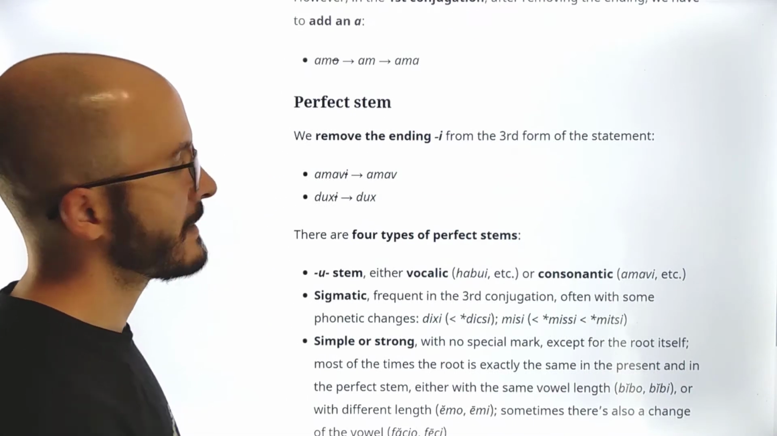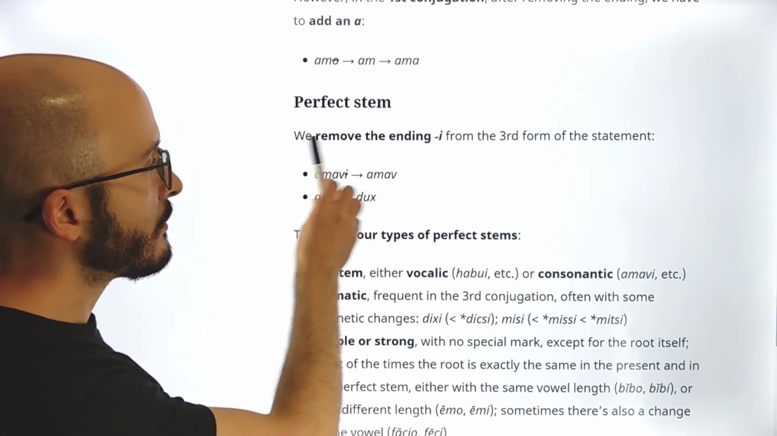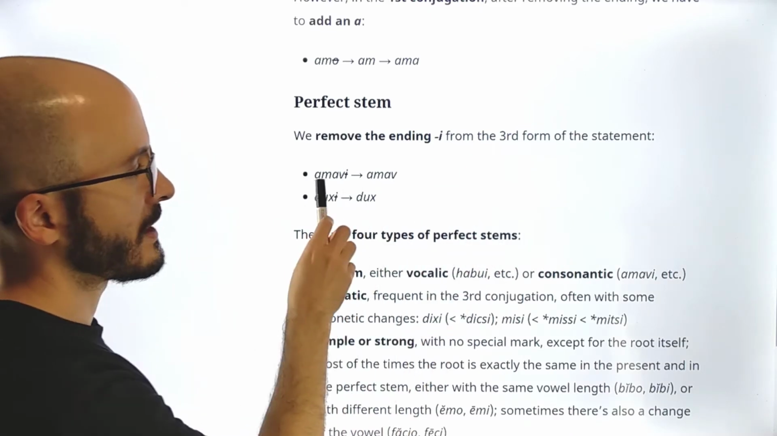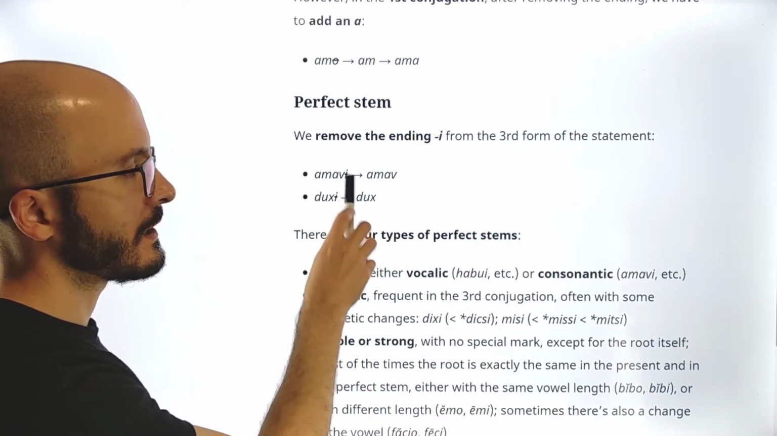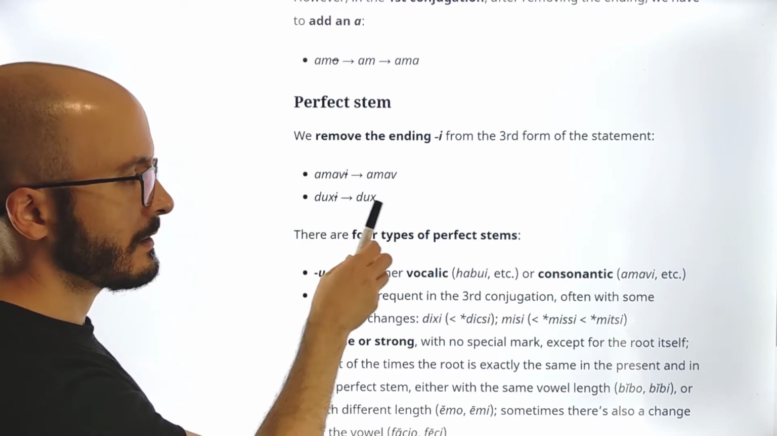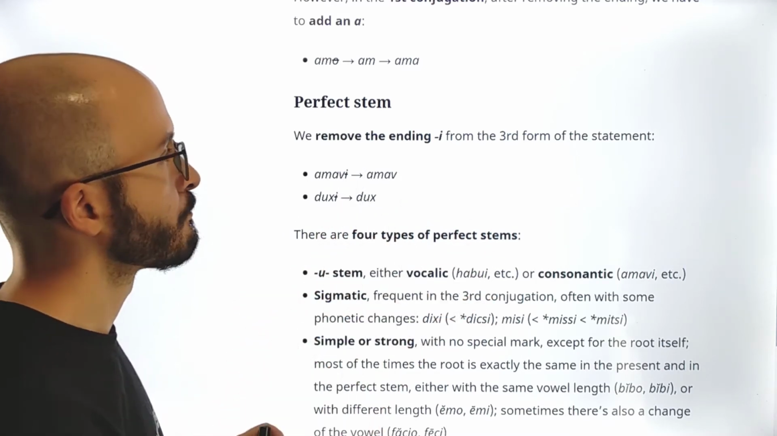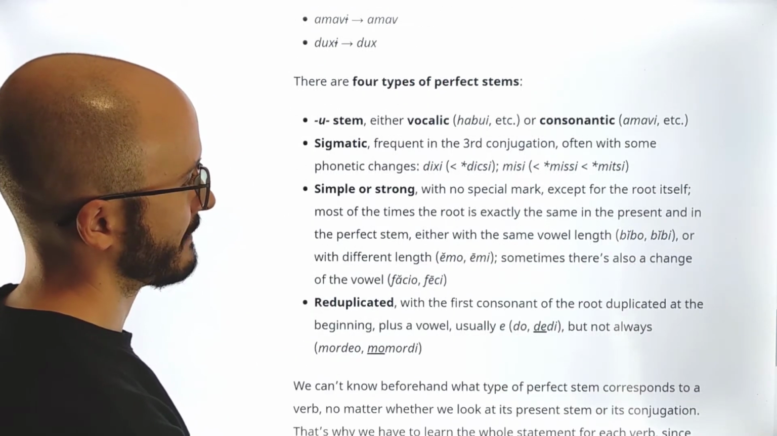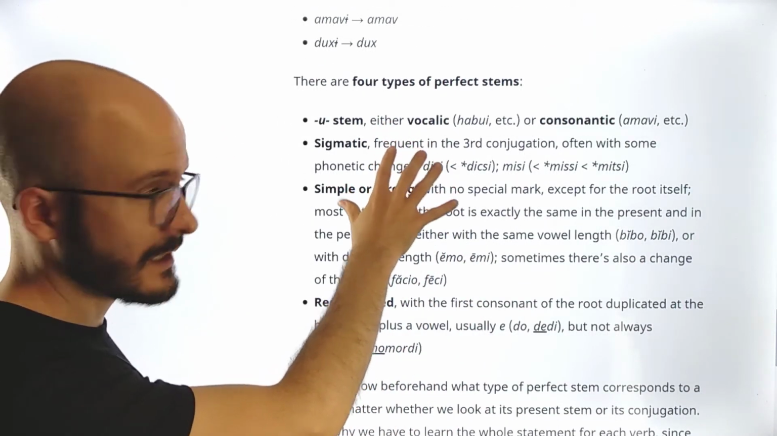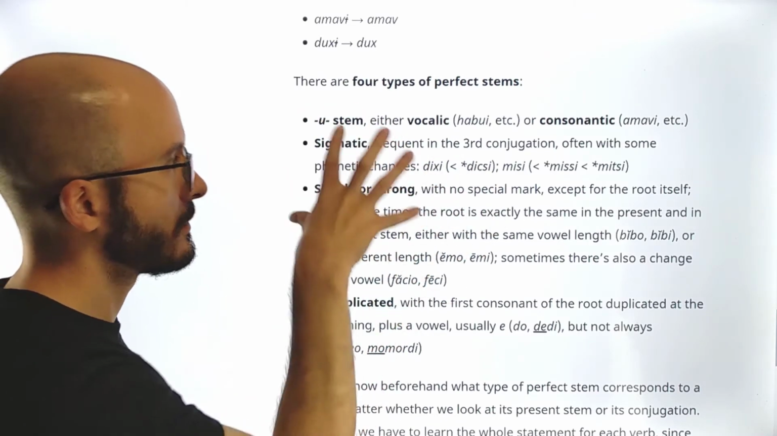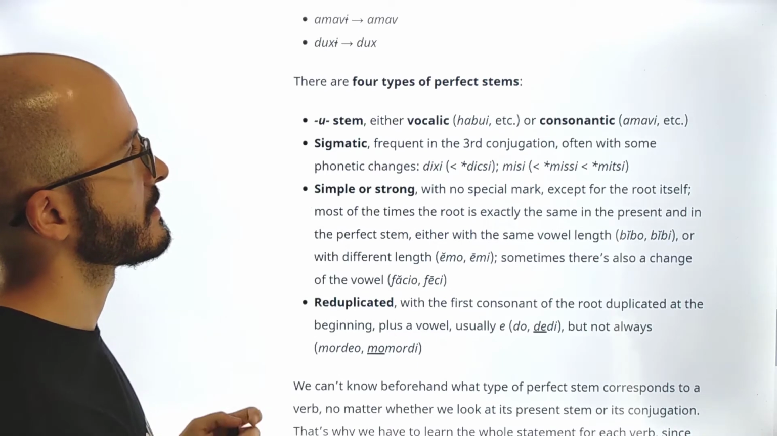Now the perfect stem is even easier. We remove the ending i from the third form of the statement. So for example, amavi, we remove the i and we get amav, and duxi, we remove the i and we get dux, and that's it. Now, kind of like pro information. You really don't have to learn this, but it is useful to recognize verbs. So let's explain this shortly.